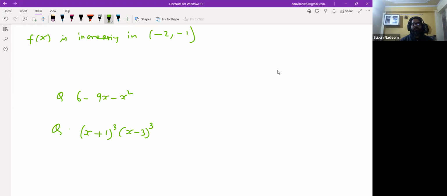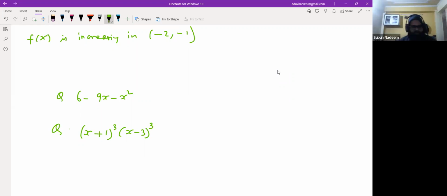Is it minus 9 by 2 to infinity for increasing? Okay, one second, let me check. For decreasing, you are saying minus 9 by 2 to infinity. So increasing, no, it is for decreasing. For increasing, it is minus infinity to minus 9 by 2.